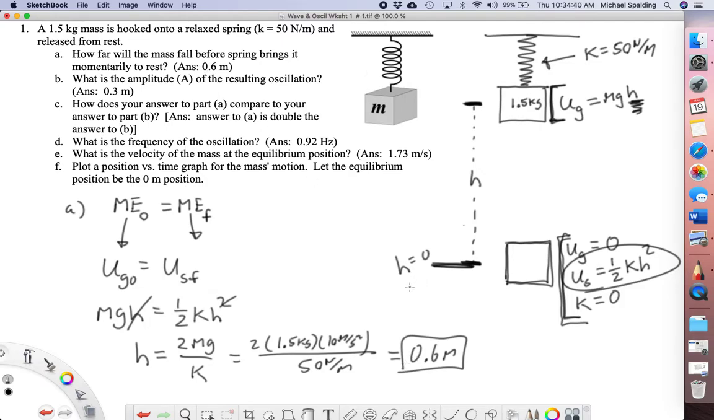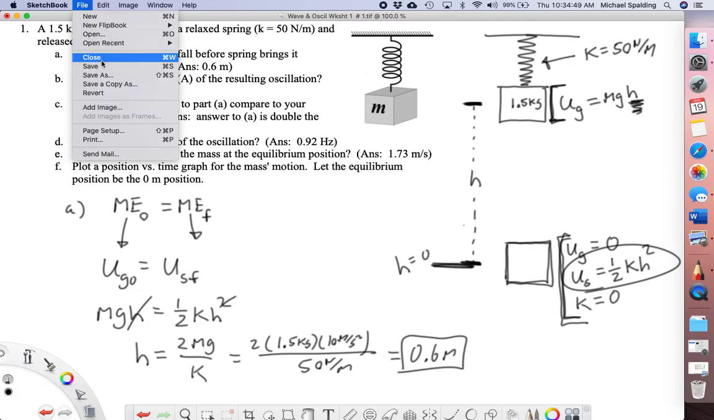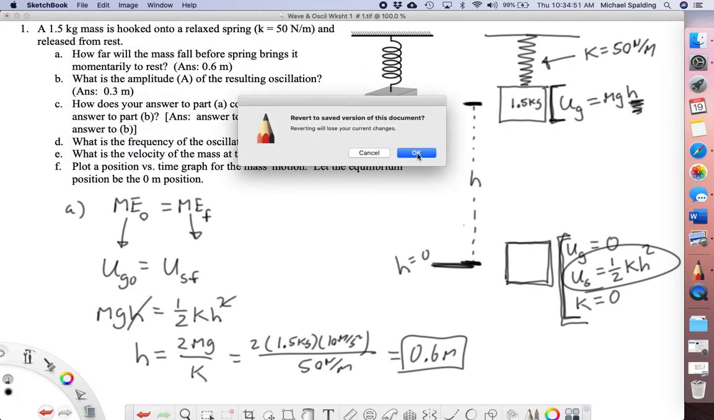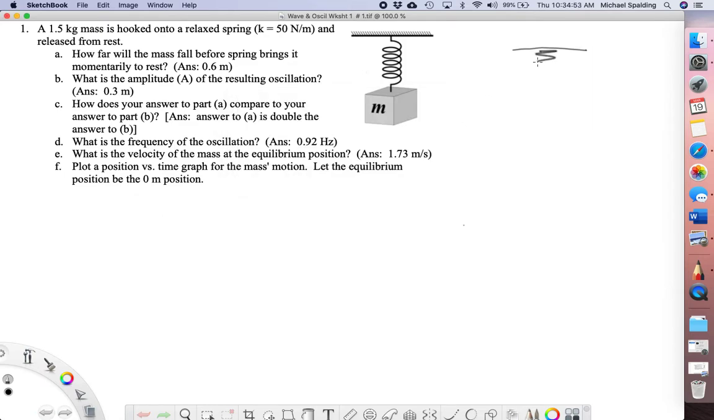Okay, second question. What is the amplitude of the resulting oscillation? Let's just reset this. I'm going to clean this up. Again, we have our spring right here. Mass goes on it. And what we figured out was that it drops 0.6 meters.